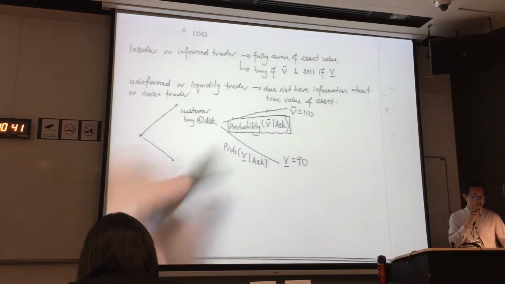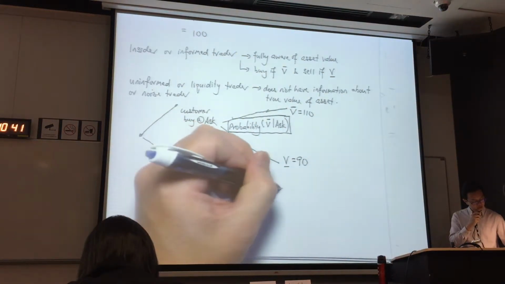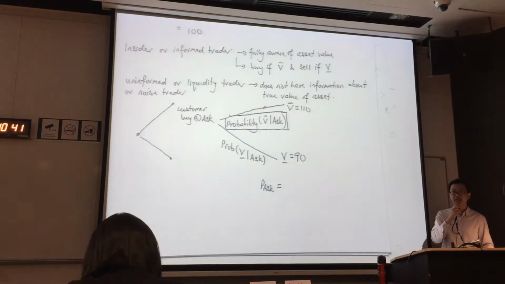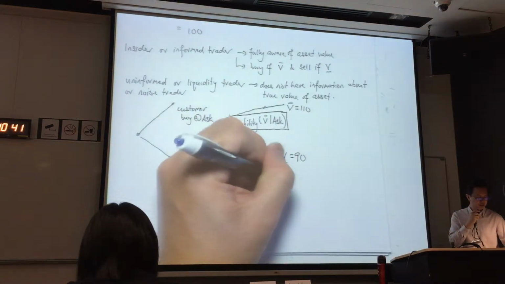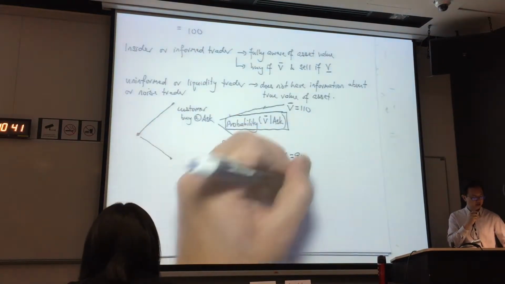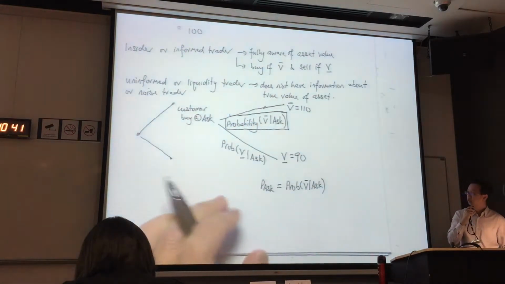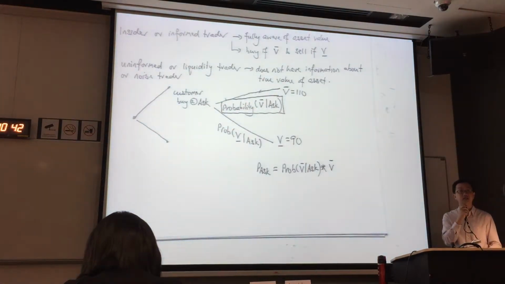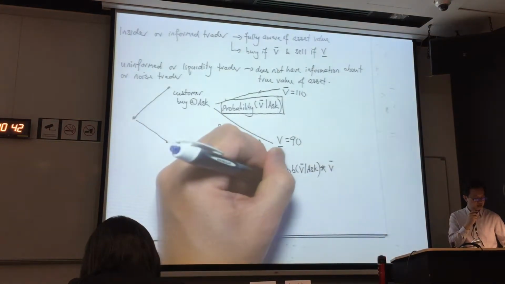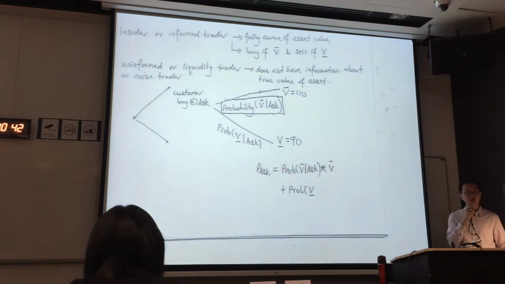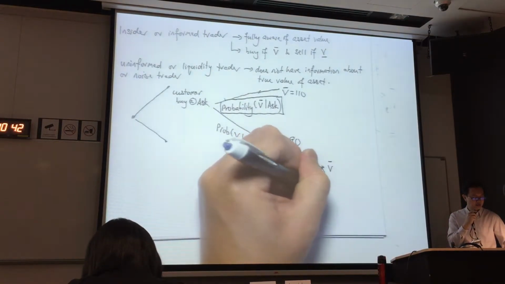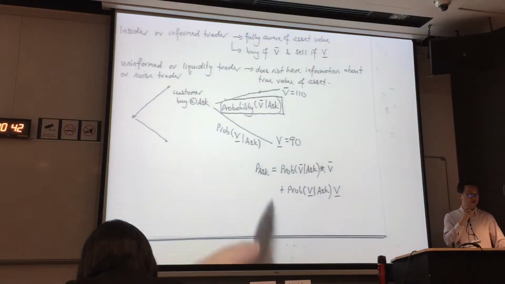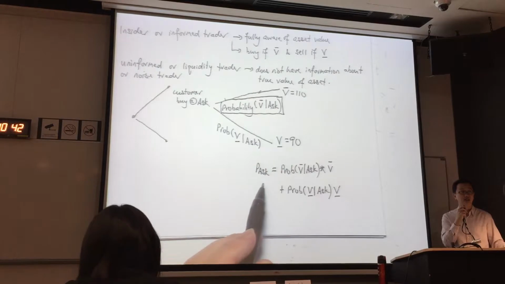What is the ask price? The ask price of the market maker is based on the revised probability that the value is 90 or 110. So he will use the probability that the value is high, conditional on the customer buying at the ask, and multiply it by the high value of 110. Then you add the probability that the value is low, conditional on the customer buying at the ask, multiplied by the low value. That will give us the ask price set by the market maker.